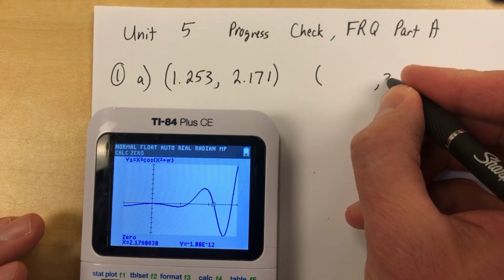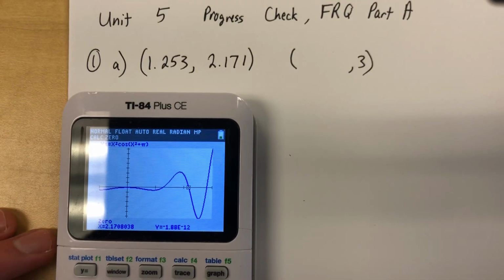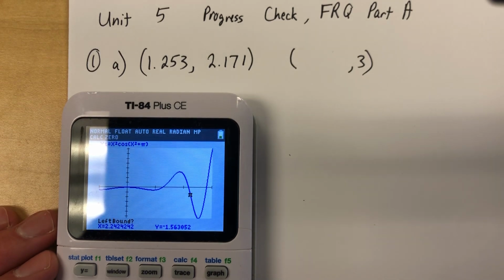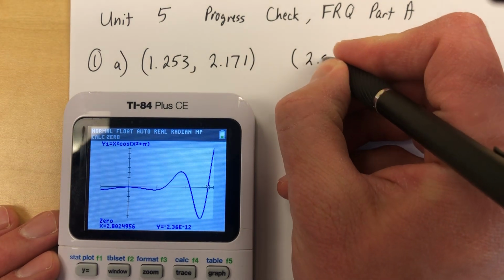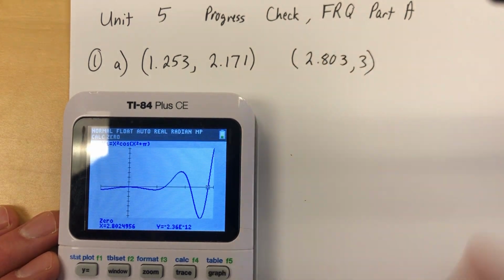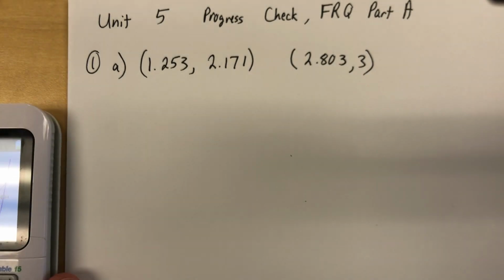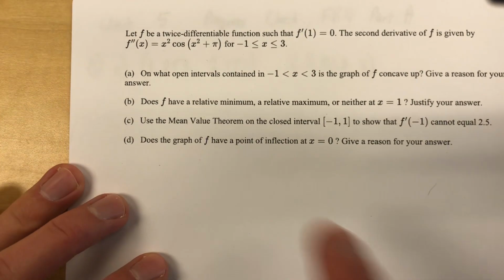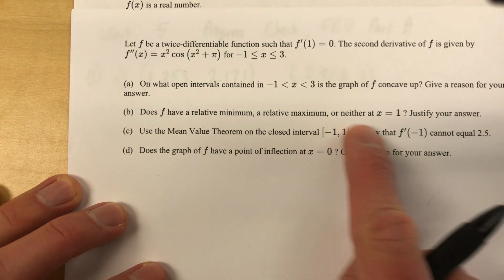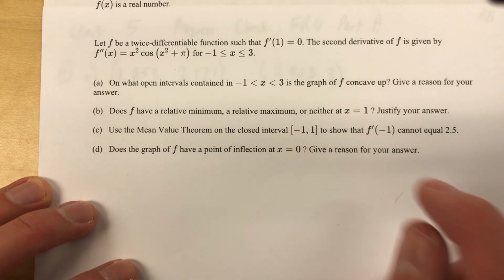So we could go ahead and put a 3 there if we wanted to. We know that much. Second calc, find the 0. To the left of it, to the right of it, and 2.803. Okay, there's part A. Let's read part B, see what happens. This one's going to be pretty easy as well, as long as we know how to interpret it. Does f have a relative minimum, a relative maximum, or neither at x equals 1? Justify your answer. Okay.